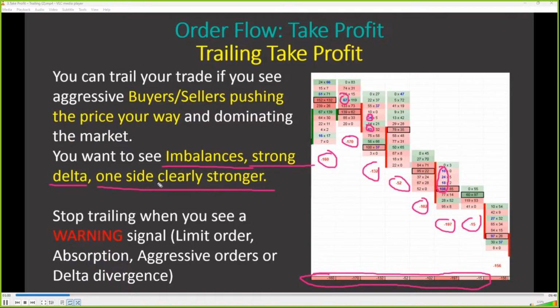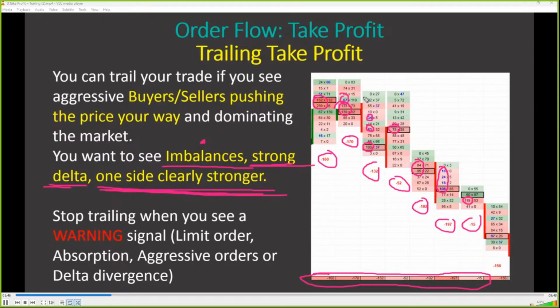And also you can see that one side is clearly stronger. In this case, it's the sellers, because the numbers on bid are way bigger than the numbers on ask. You can see it right here and here. Those huge numbers on bid. So by all that, you can see that the sellers in this case are dominating the market. They are way more aggressive than the buyers because we have the imbalances, we have strong delta, and also one side is way stronger than the other. So when you see something like that, you can trail your position, you can trail your profit, and you can try and get as much as you can from your trades.